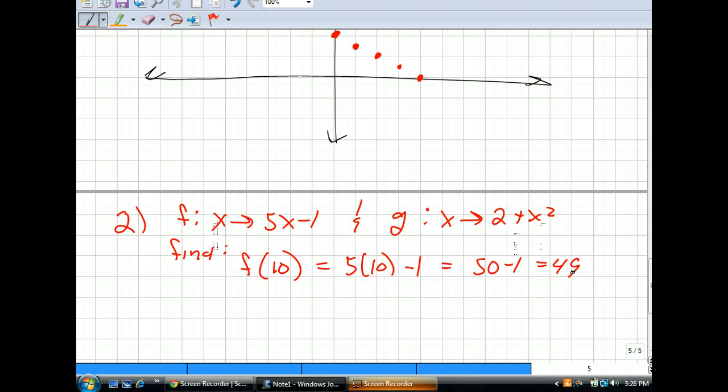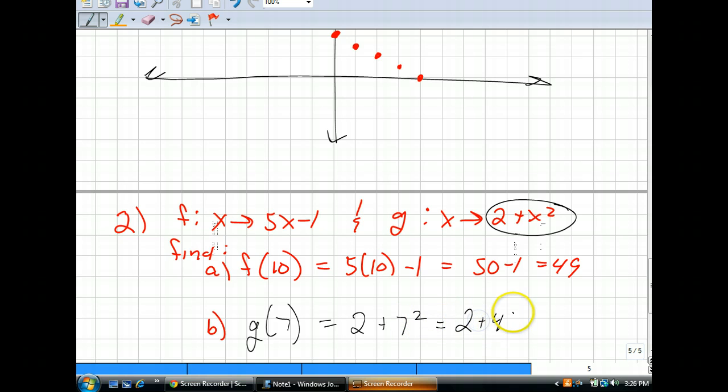So that has a value of 49. Okay, B. Let me go back to black here. Find g of 7. So that says in the g function, wherever there's an x, put 7 in its place. So here's the g function. So we have 2 plus 7 squared, or 2 plus 49, or 51. Yeah, 7 squared is 49, so I get 51.